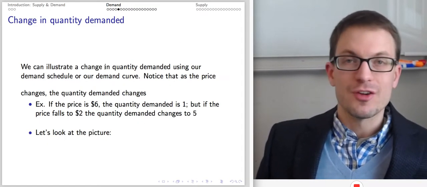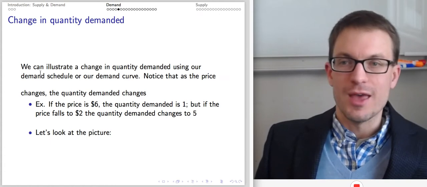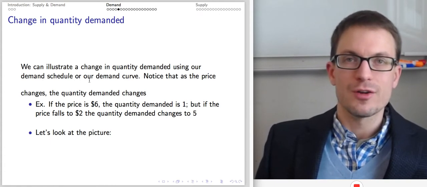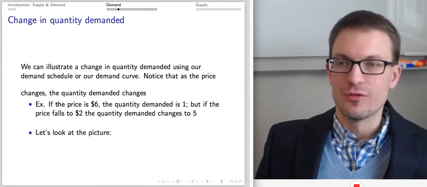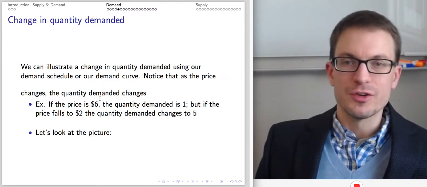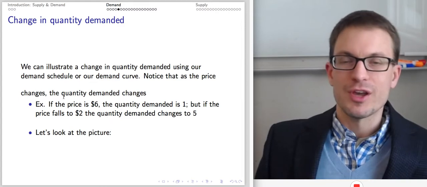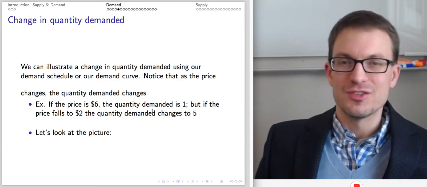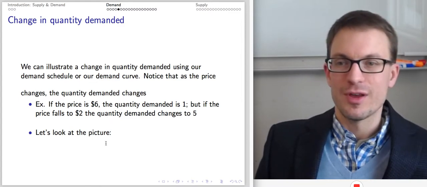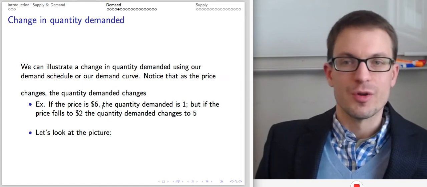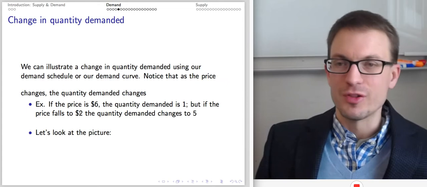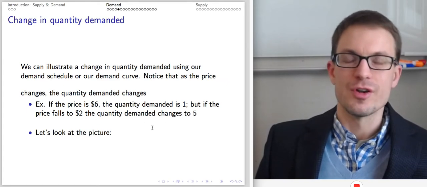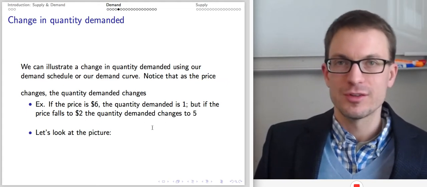Okay, so we can actually illustrate a change in quantity demanded using our demand schedule or our demand curve. So notice that as price changes, the quantity demanded changes. So for example, if the price is $6, the quantity demanded is 1. If the price falls to $2, the quantity demanded changes to 5. Right? So let's look at the picture. Let's start at a price of $6, see that the quantity demanded is 1, then we'll assume prices fall to $2, and we'll see, sure enough, quantity demanded will rise to 5.